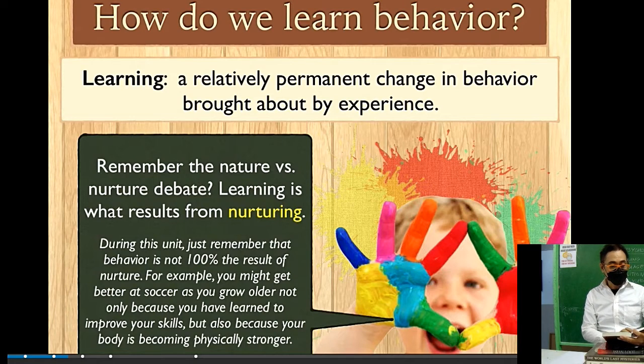How do we learn behavior? Learning: a relatively permanent change in behavior brought about by experience. Remember the nature versus nurture debate. Learning is what results from nurturing. During this unit, just remember that behavior is not 100% the result of our nurture. For example, you might get better at soccer as you grow older, not only because you have learned to improve your skills, but also because your body is becoming physically stronger.